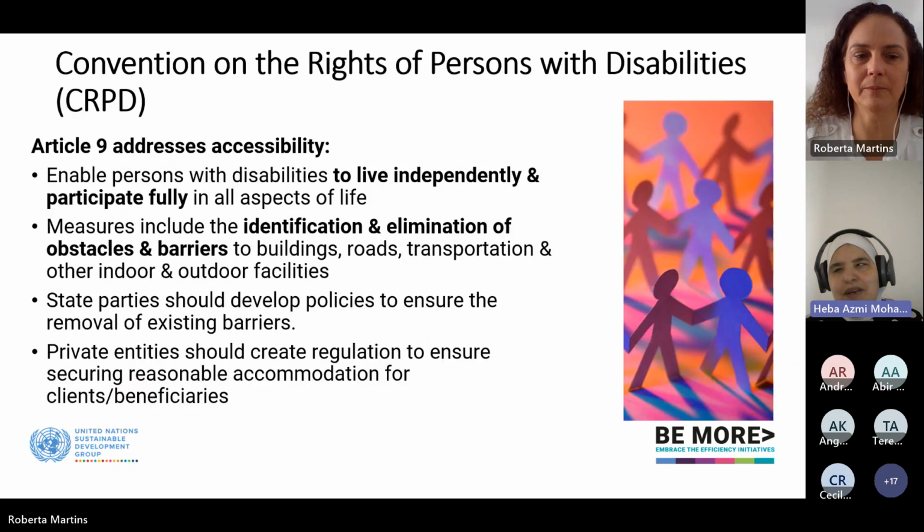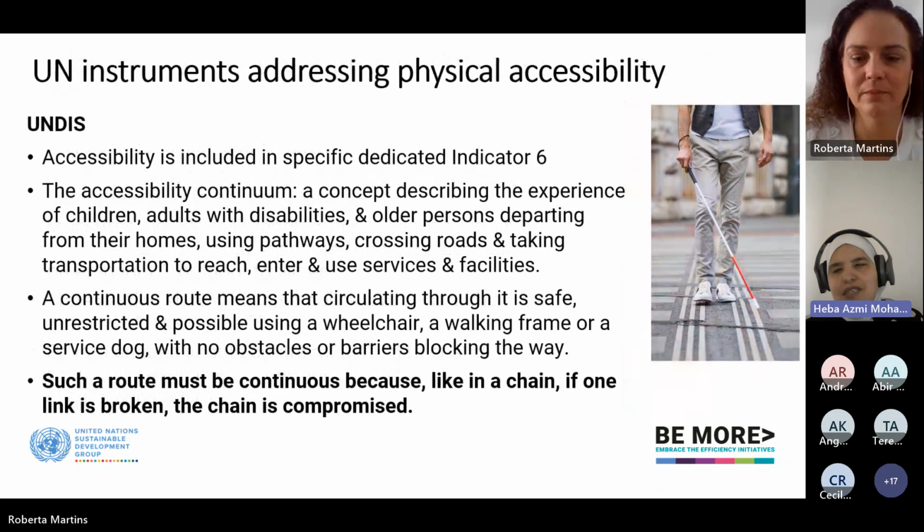There are some UN instruments that are addressing physical accessibility, either by providing guidance and guidelines or by providing standards. The UNDIS is what we call the operationalization of the CRPD. It provides the strategic, practical, operational, and reporting framework that could create transformative and concrete changes to promote disability inclusion at the country level.